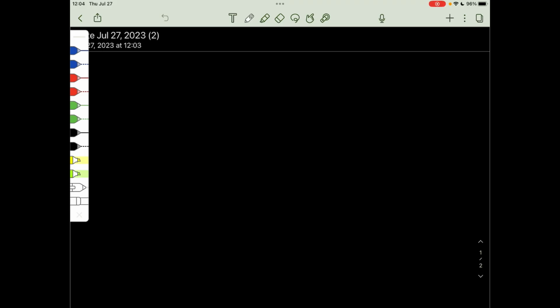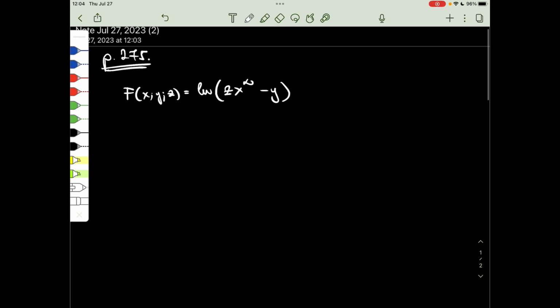Let's have a look at the problem on page 275. This is the stochastic version of the basic neoclassical growth model, in which we have the one period return function in this form. No surprise. First of all, we need the feasibility set. This is gamma of x and z, given by this open interval.